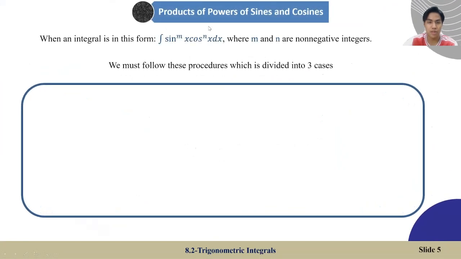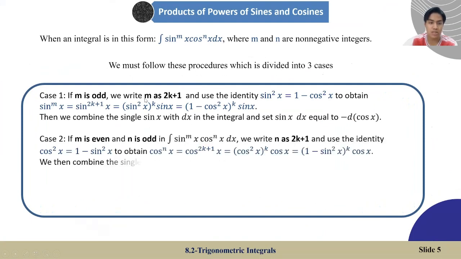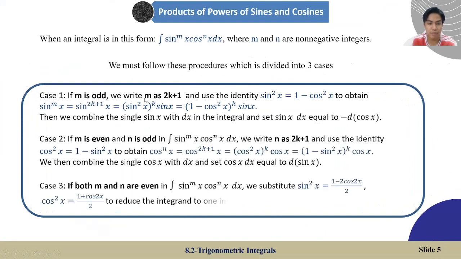First, we have products of powers of sine and cosine. When an integral is in this form, which is the integral of sine to the power of mx cosine to the power of nx dx, where m and n are non-negative integers, which means m and n are either 0 or positive, we must follow these procedures, which are divided into 3 cases. Case 1, where m is odd. Case 2, where m is even and n is odd. Case 3, if both m and n are even.